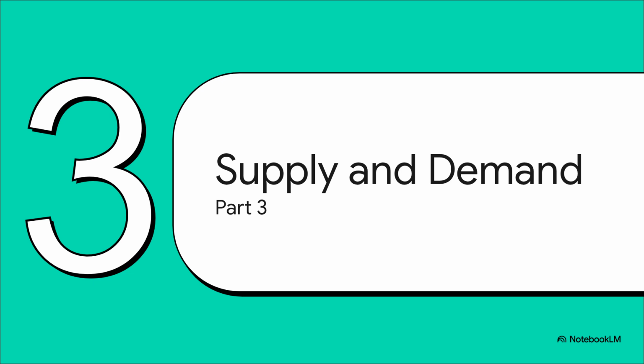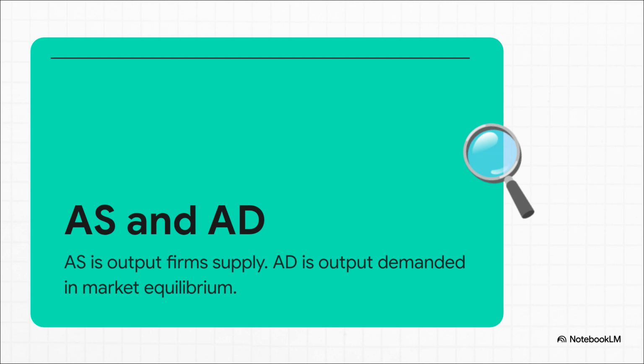All right, part 3, aggregate supply and demand. At its core, aggregate supply is simply what firms are willing to produce, while aggregate demand is what the market wants to buy. But unlike a single market for, say, apples or smartphones, this represents the entire macroeconomy. We're talking all goods, all services, all at once, reacting together to the overall national price level.